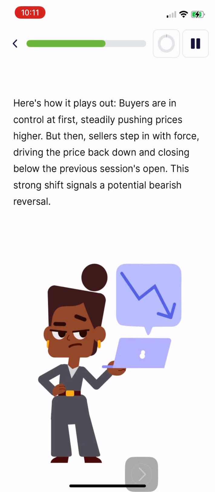Here's how it plays out. Buyers are in control at first, steadily pushing prices higher. But then, sellers step in with force, driving the price back down and closing below the previous session's open. This strong shift signals a potential bearish reversal.